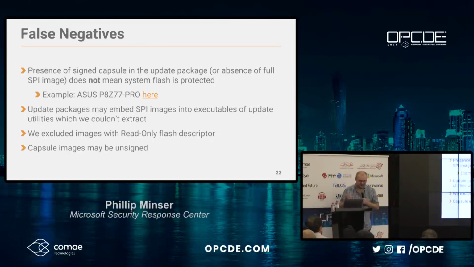One false negative is that even if there is a signed capsule update, it can still be vulnerable to the rest of the vulnerabilities, like the descriptor and BIOS control register not being protected. Also, we excluded read-only flash descriptors in our heuristics, which minimized the number of images, but it's not really good, because if we excluded that, we may miss another vulnerability in the same image. Because we combine all of them, we may miss an image which has 2 out of 3 of them. And some of the capsules may not be signed, and we also did not detect this.